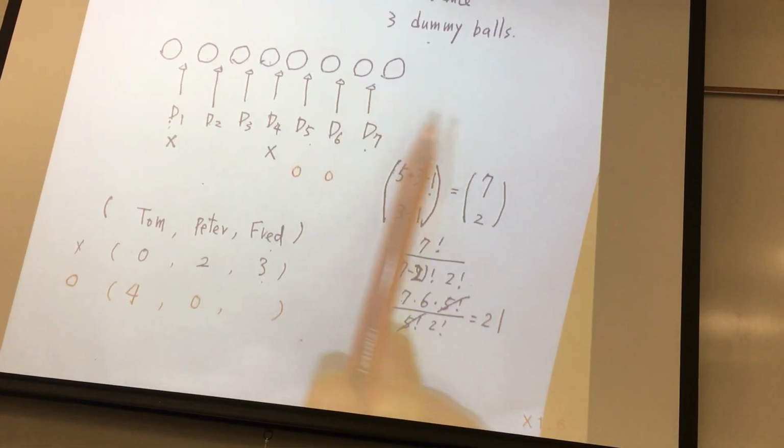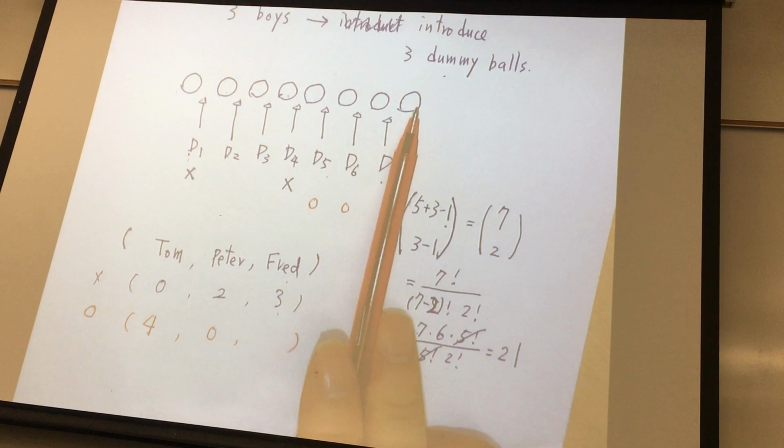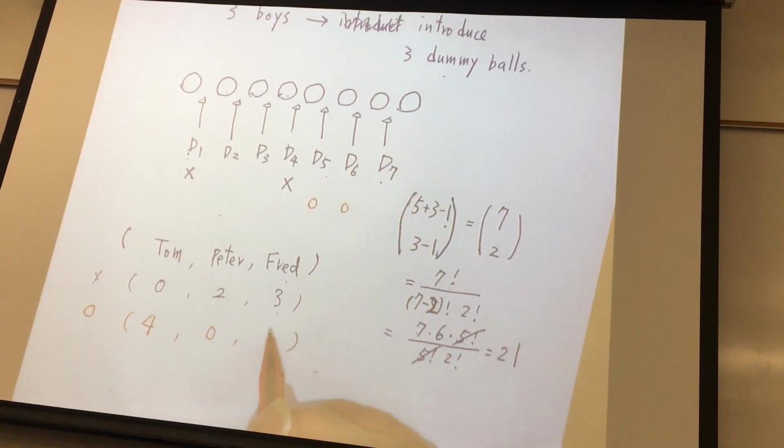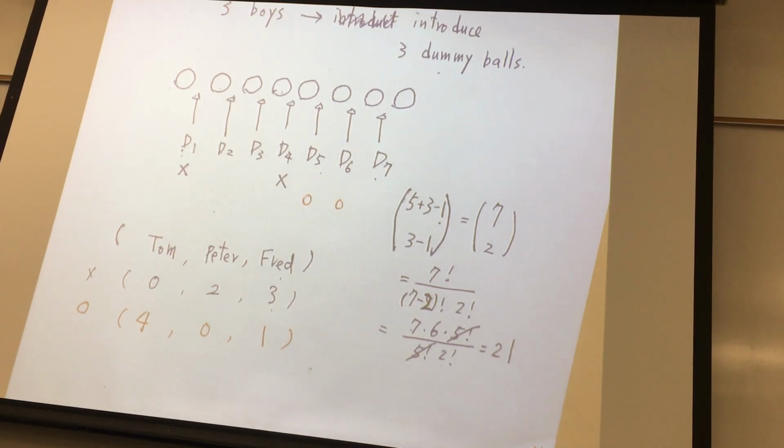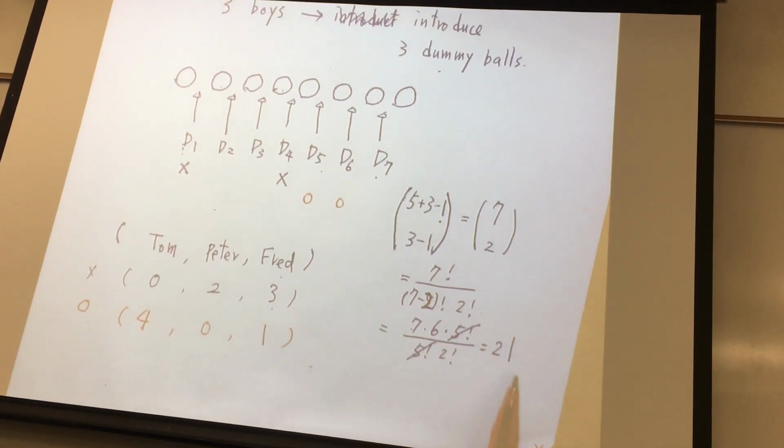Now, Fred gets anything from here to the end. 2 balls, but 1 is a dummy, so Fred only gets 1. 4 plus 0 plus 1 still 5. Is that okay? So there are how many ways to do that? 21 ways, okay?